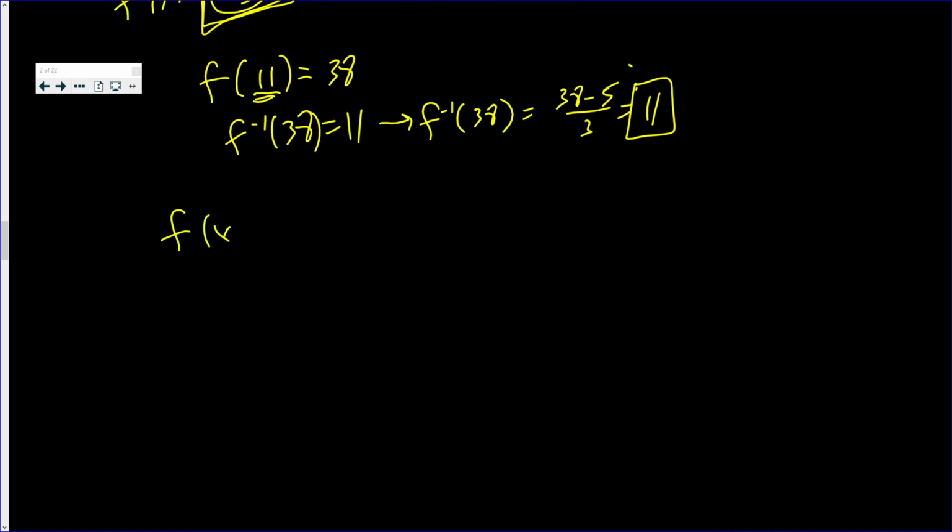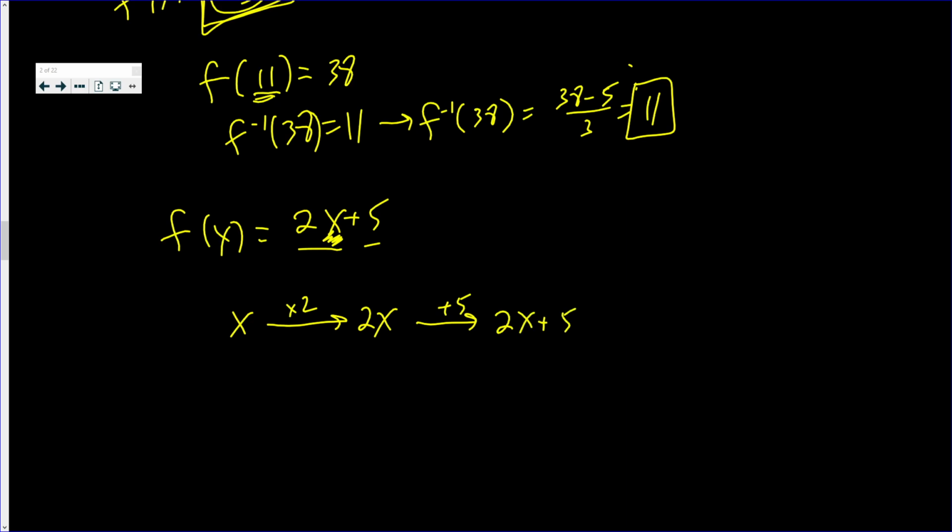If you have that f of x is 2x plus 5, well, let's see how you get 2x plus 5. You take x, you multiply it by 2, that gives you 2x, and then you added 5. That's what you did to this number. You multiplied it by 2 and then added 5. And that's f of x. Now after you multiply x by 2 and add 5, you get a new number.